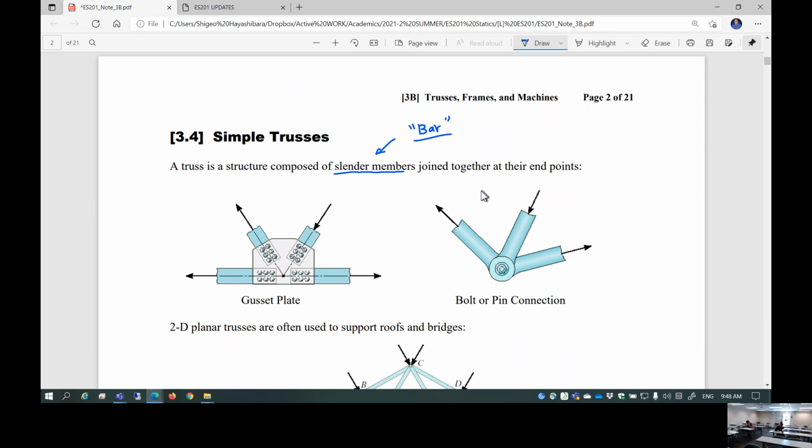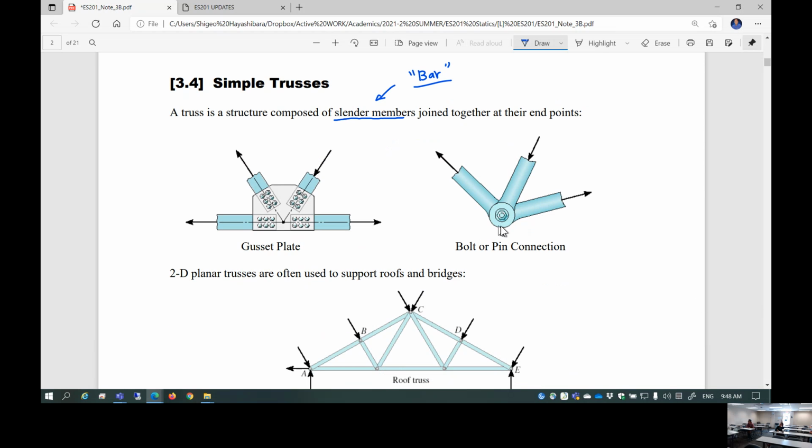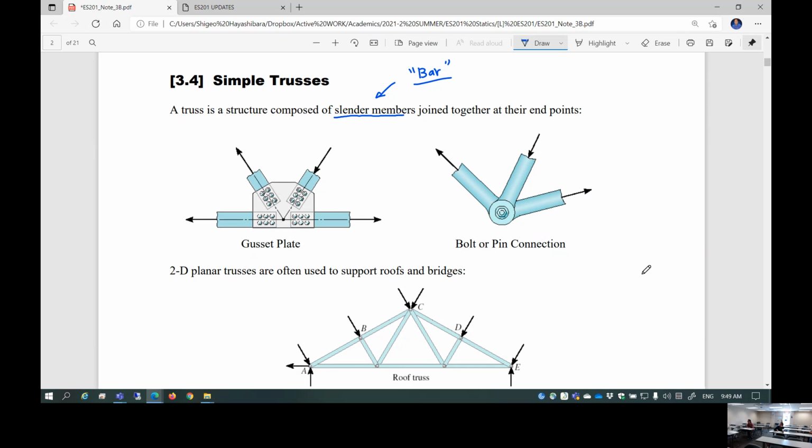And then those members are joined together at their end points, typically in 2 different ways. One is a gusset plate. You know, if you go visit a construction site of a new home, you can see this kind of gusset plate all the time. The other is a bolt or pin connection, like 3 members connected with a pin. Now, the important thing is if you use a bolt or pin, this is not going to prevent each member from rotating around it. Okay? So we're not going to have moment reaction. Even though you tighten up the bolts, you can still rotate around it. So that's quite important.